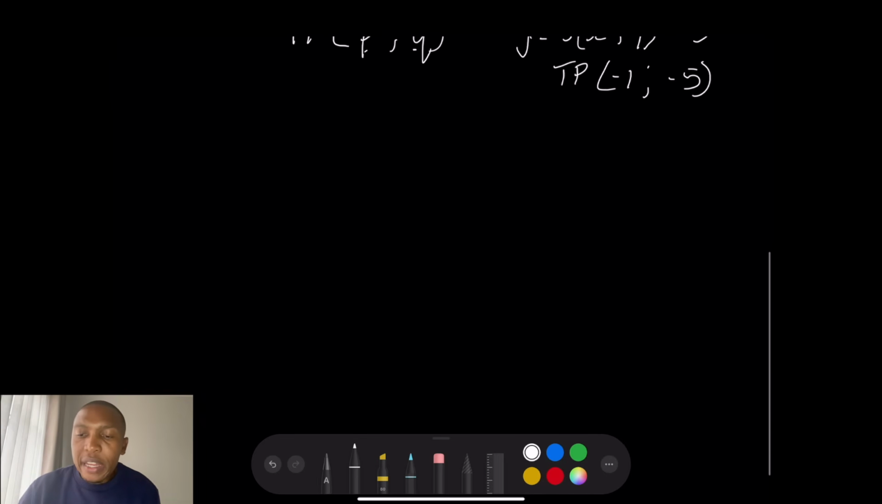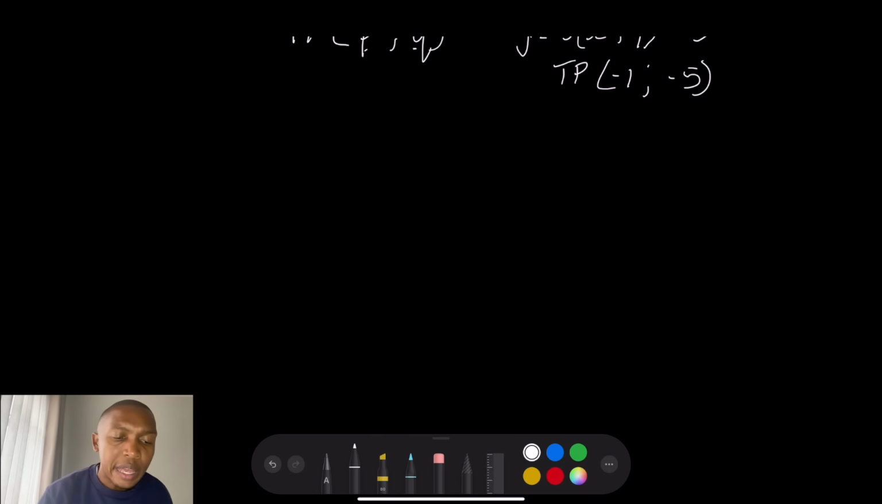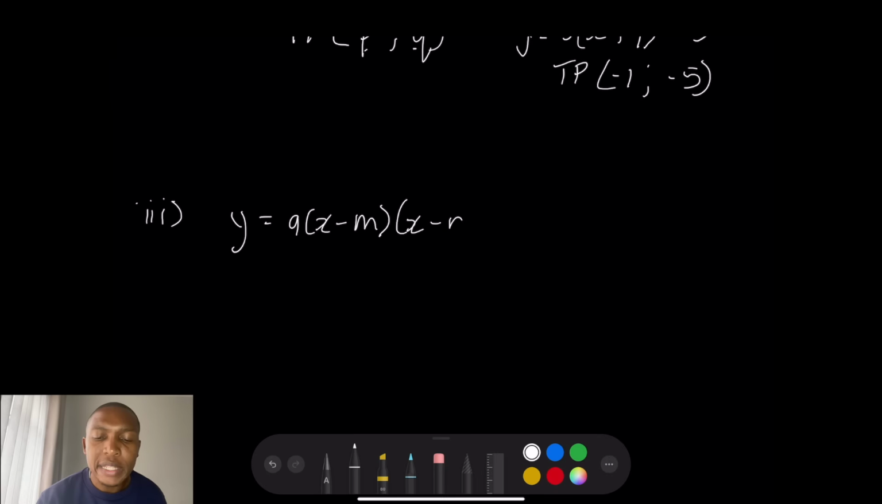And then we've got another way, which is the third way. I didn't label the others. So this would be y is equal to a into x minus m, x minus n. So this would be another way. In this case, the advantage is that we would immediately be able to determine the x-intercept. So in this particular way, what we would have are the x-intercepts.